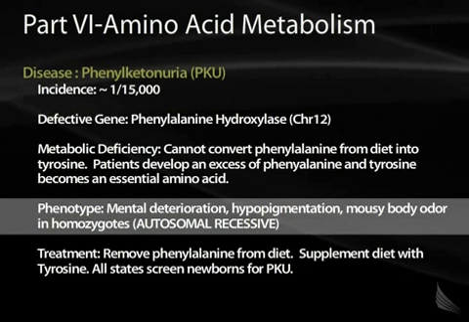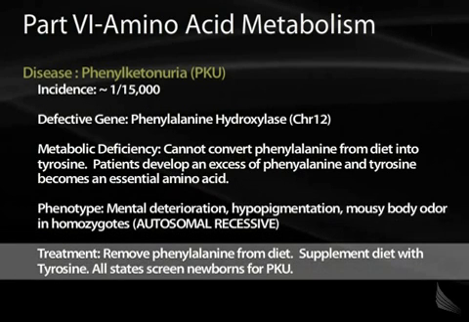What's the phenotype? Mental deterioration, hypopigmentation, a mousy body odor in the homozygotes. Remember, this is an autosomal recessive disease because it's a loss of function, right? So the treatment here: remove phenylalanine from the diet, supplement tyrosine into the diet. And all states at this point screen newborns for PKU.